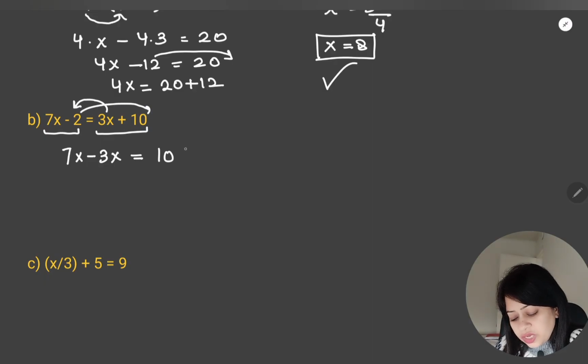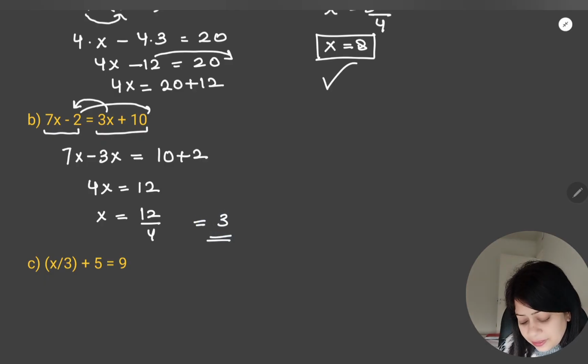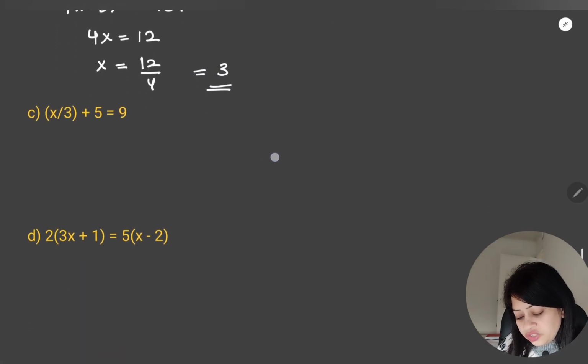So 2 will go there. It will become plus 2. So 4x is equal to 12. Right? And x is equal to 12 by 4 is equal to 3. X is 3. Right? Now, next question.